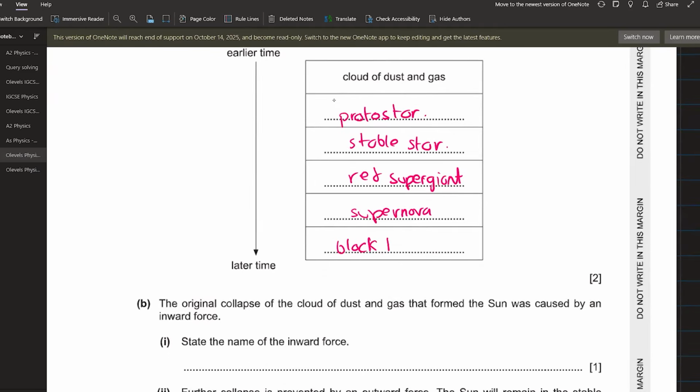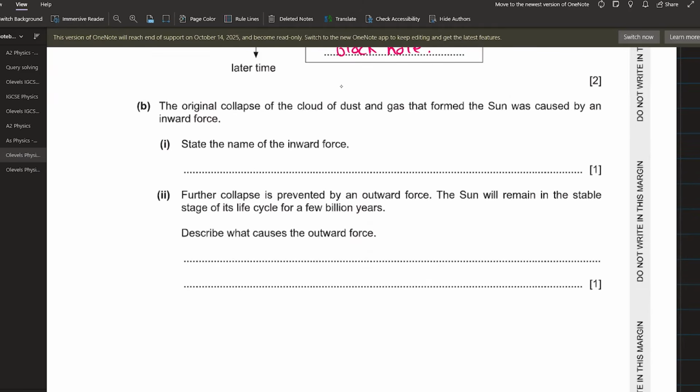ओके ओके ओके, let's further read it out. The original collapse of the cloud of dust and gas that formed the sun was caused by an inward force. State the name of the inward force. Gravitational force of attraction. Gravitational force ही लिख देते हैं सिर्फ। Okay.